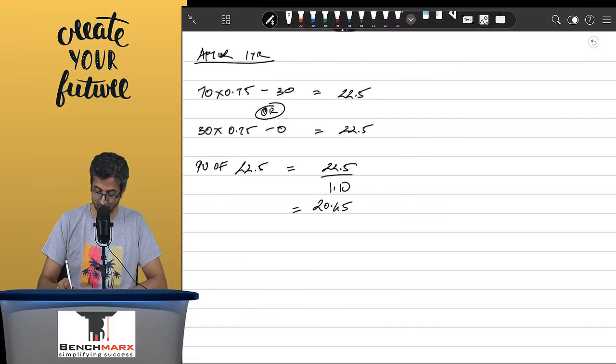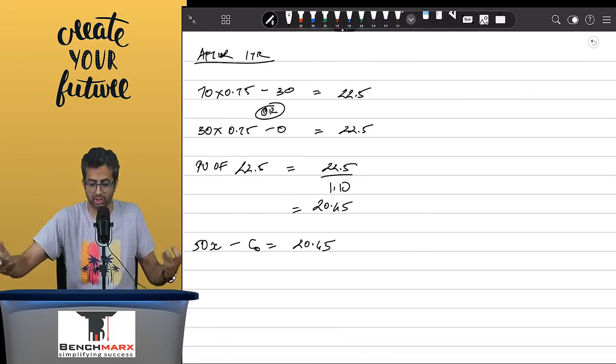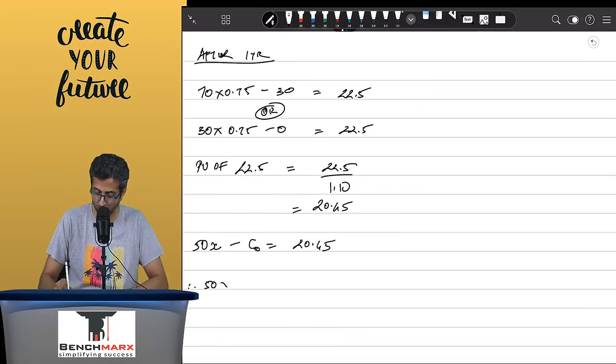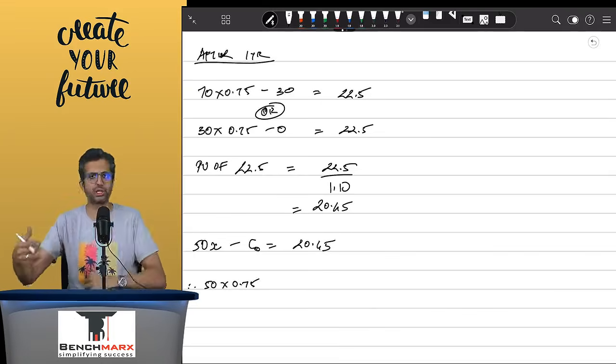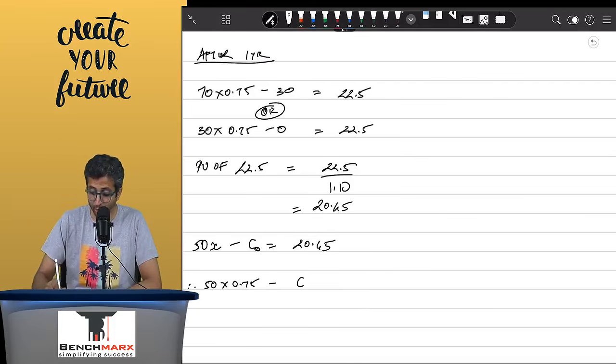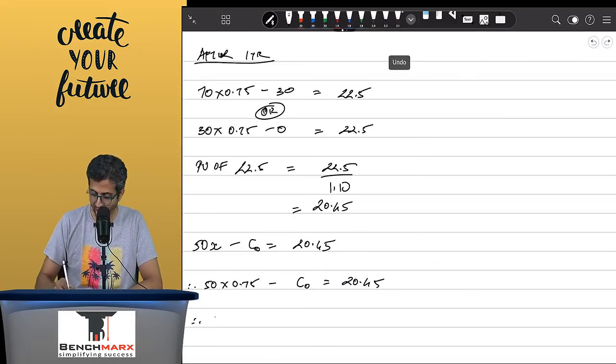So today I know that I'm investing 50x minus C0, which is actually 20.45, because 20.45 today will become 22.5 after 1 year. And as a result, over here 50 into 0.75, it's a riskless hedge, and hence on 20.45 investment you will earn a risk-free rate of return that is equal to 10%. In binomial, you should take the risk-free rate of return. So this is equals to 20.45, and hence if I go to see, 50 into 0.75 comes to 37.5, and 37.5 minus 20.45 equals C0.